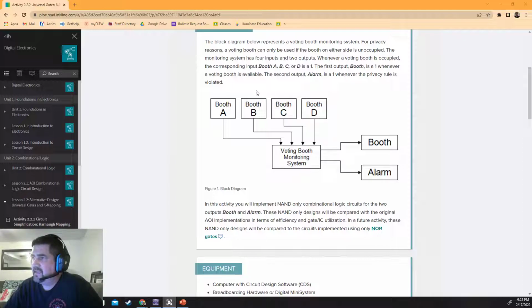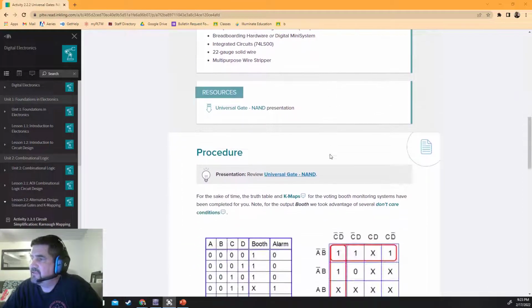That's it. So once again, 4 inputs. These are just booths. There'll be a 1 when there's somebody in the booth, a 0 when nobody's in it. And this light will turn on if a booth is available. So if nobody's in them, of course that light will be on. If somebody breaks the rule, the rule that says 2 people can't vote next to each other, then the alarm light will go on, all right? So we need to know that.